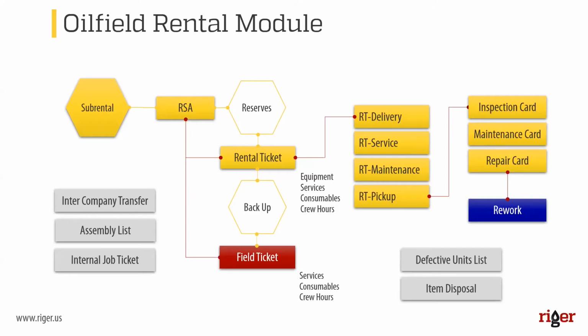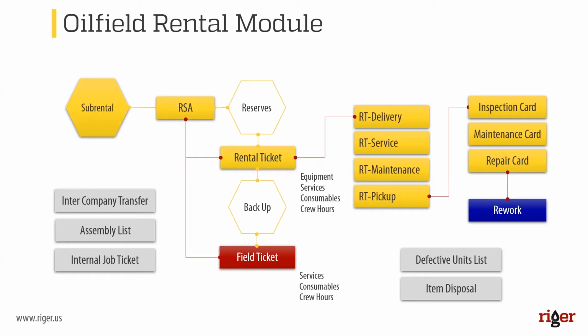And we also have several supportive documents or supportive functional groups that allow you to track more operations with your equipment, such as intercompany transfer, if you have several locations where the equipment is stored and you move the equipment between these locations. You can also assemble equipment into bigger pieces and bigger packages, and this is what the assembly list is designed for.